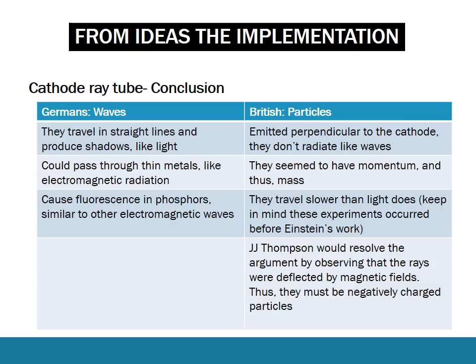The British, on the other hand, claimed that they were particles. They were emitted perpendicular to the cathode, they didn't radiate. They seemed to have momentum and thus mass. They traveled much, much slower than light. And eventually J.J. Thomson came along and resolved the argument. He found that the particles had a charge to mass ratio, and if they had a charge to mass ratio, they definitely had a mass, which meant that they were particles.